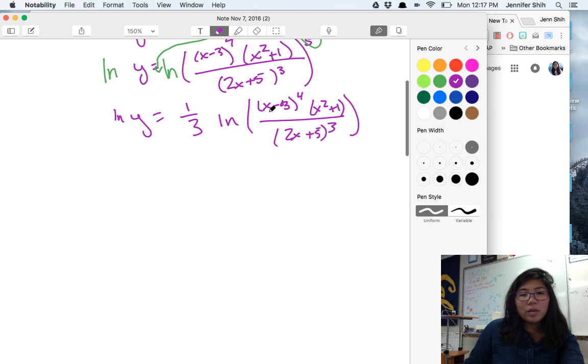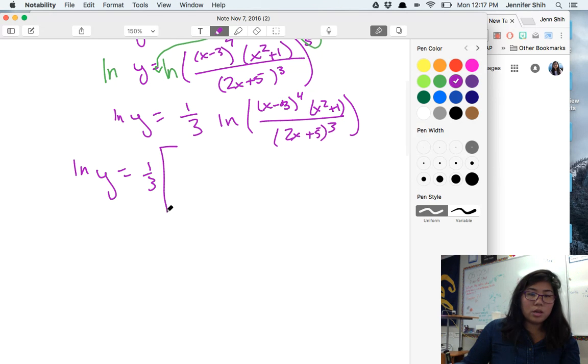Okay, now inside of here, I am going to use my division property. I have a numerator and denominator, so I'm going to write 1/3 in these big old brackets, and I'm going to rewrite ln of x minus 3 to the 4th times x squared plus 1 minus ln of 2x plus 5 to the 3rd.